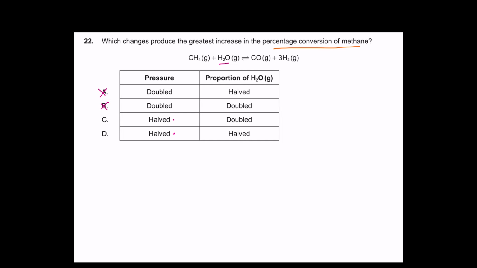Now for the H2O, if we have more of the reactants, obviously we will have more of the products. So if we double the proportion of H2O, obviously we will get more products. And it is what it is. So option C becomes the correct answer directly.